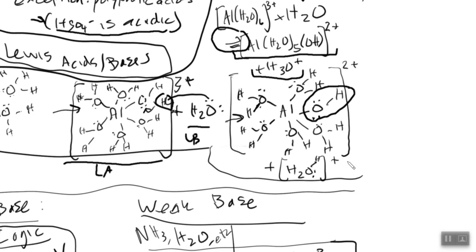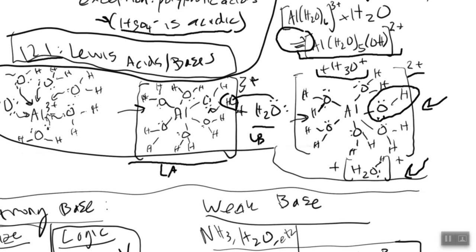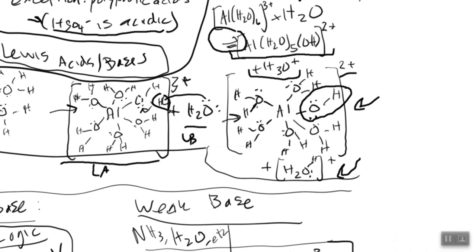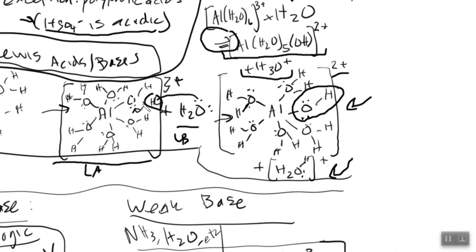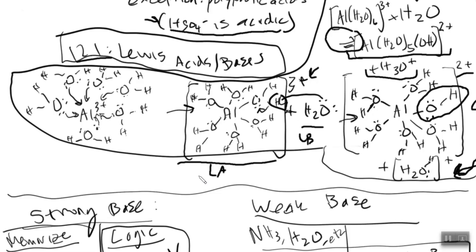And in the end, we have hydronium, and we have this. Now it's 2+, for a lot of reasons, but most basically, it's because of charge conservation. If we have a +3 here, and we know that hydronium is +1, then this must be +2, because both sides should have the same charge at the end, because charge should be conserved before and after a reaction. That's just how it works.